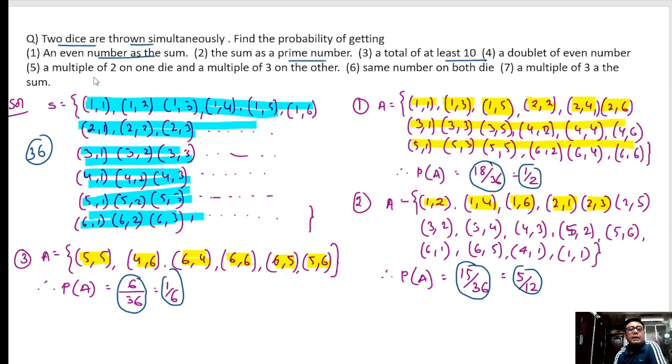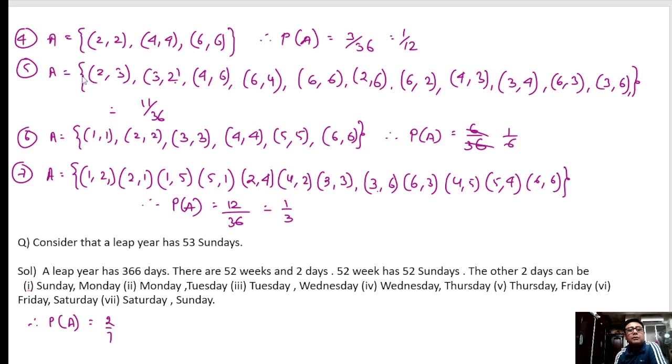Next, they are asking us a doublet of an even number. So which are the doublets of an even number? These are doublets but with only even numbers. Doublet means the same number, but only with even numbers. So you have got only 3 options out of 36, which is 1 by 12.